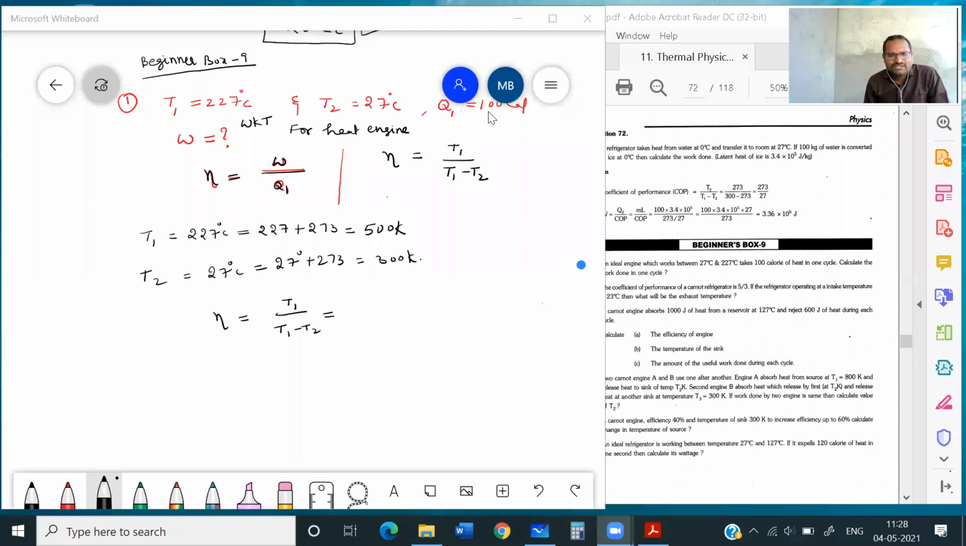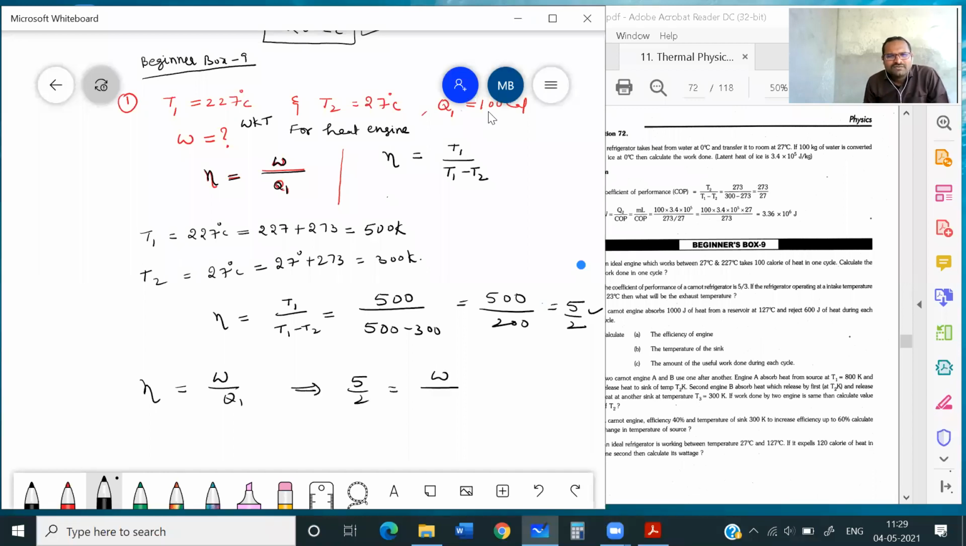Okay. Now T1 value is 500. Let us substitute: 500 upon 500 minus 300. 500 divided by 200 is nothing but 5 by 2. Eta value we got is 5 by 2. Substitute here. Eta is equal to W by Q1. 5 by 2 is equal to W by Q1. Q1 value given is 100 calories. So work done is equal to 5 by 2 into 100 calories. Total 250 calories. This will be the answer.